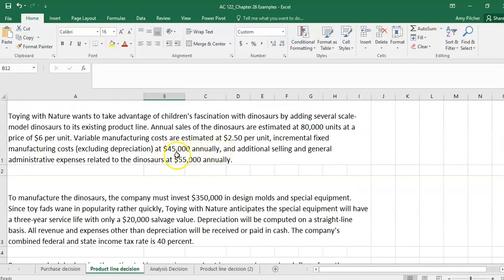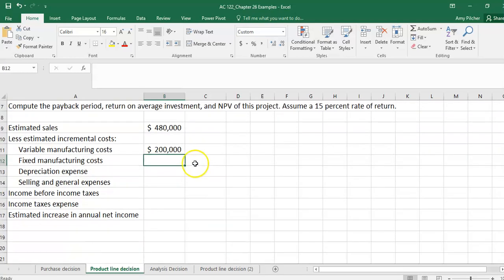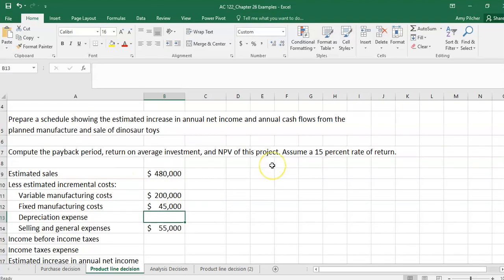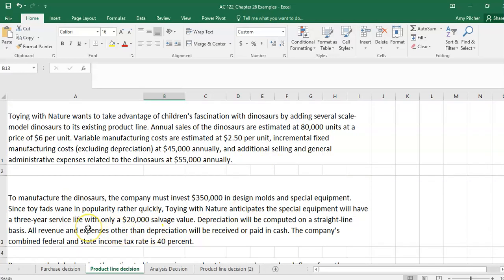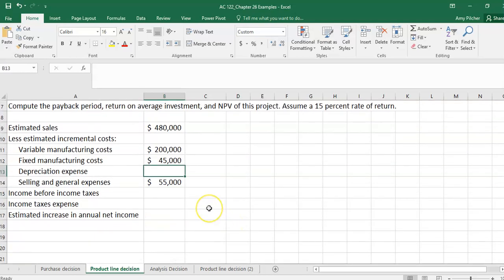Our fixed manufacturing costs are $45,000 and selling and general administrative expenses are $55,000. Our depreciation expense is based on a 3-year useful life. We have a $350,000 initial investment and a $20,000 salvage value. We're using straight line depreciation. So in straight line depreciation, we take cost minus salvage value and divide by useful life. So our yearly depreciation expense is $110,000.